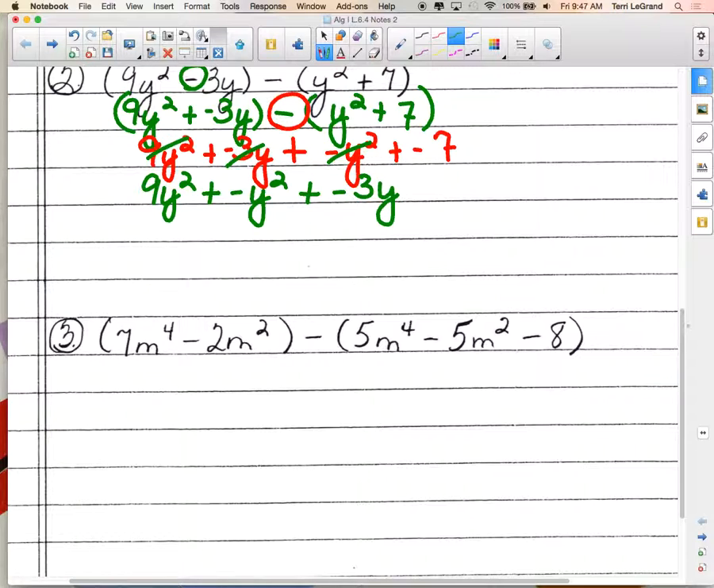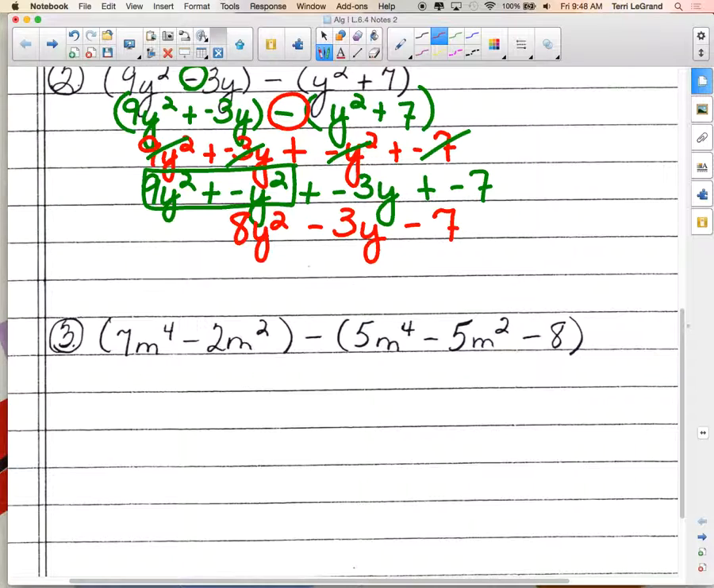So we've used that up. Are there any other y's? No. So this is a group, but we don't have anything to group it with, and then we just have our negative 7. Okay. So what's our sum here? 8y squared minus 3y minus 7.